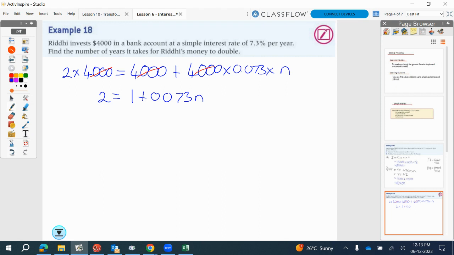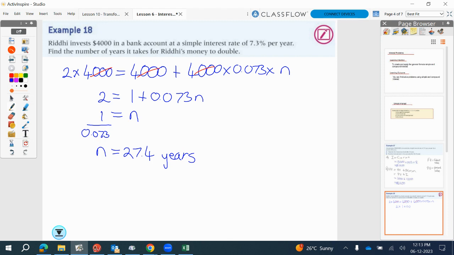Put that into our nSolve. 27.4. nSolve it. 27.4. N equals 27.4. So the answer would actually be 28 then. Let's read the question. No, but you can have 27.4 years.